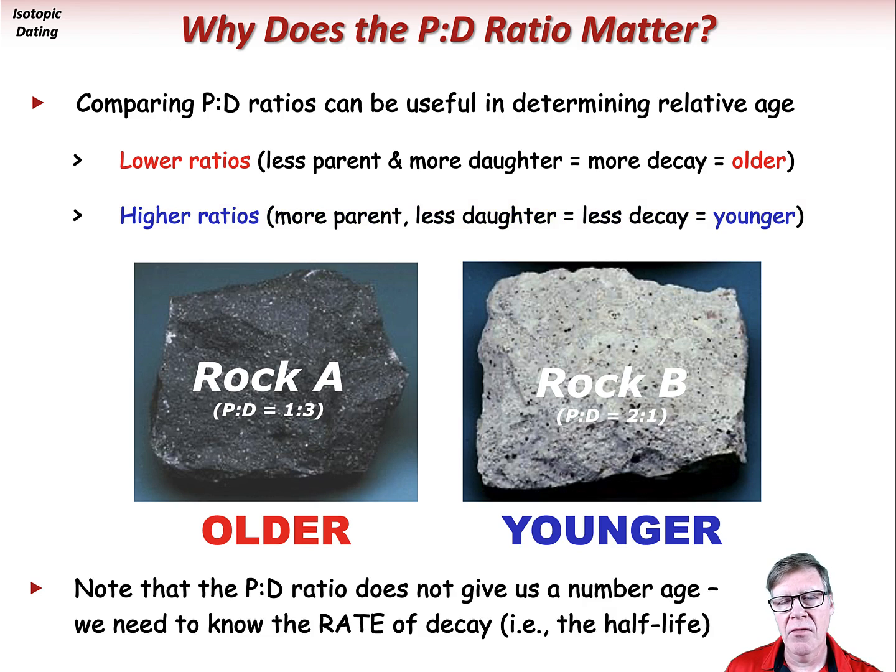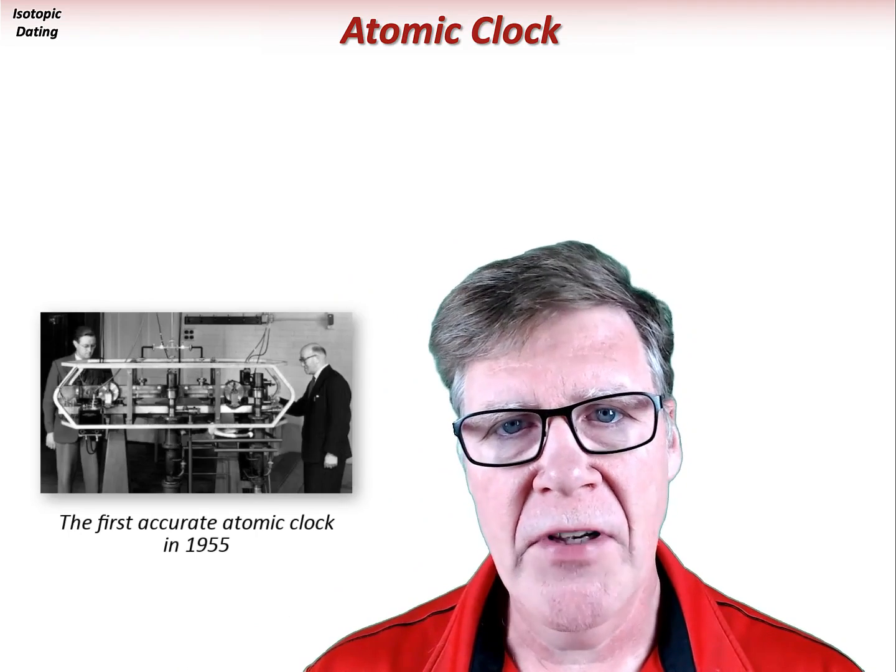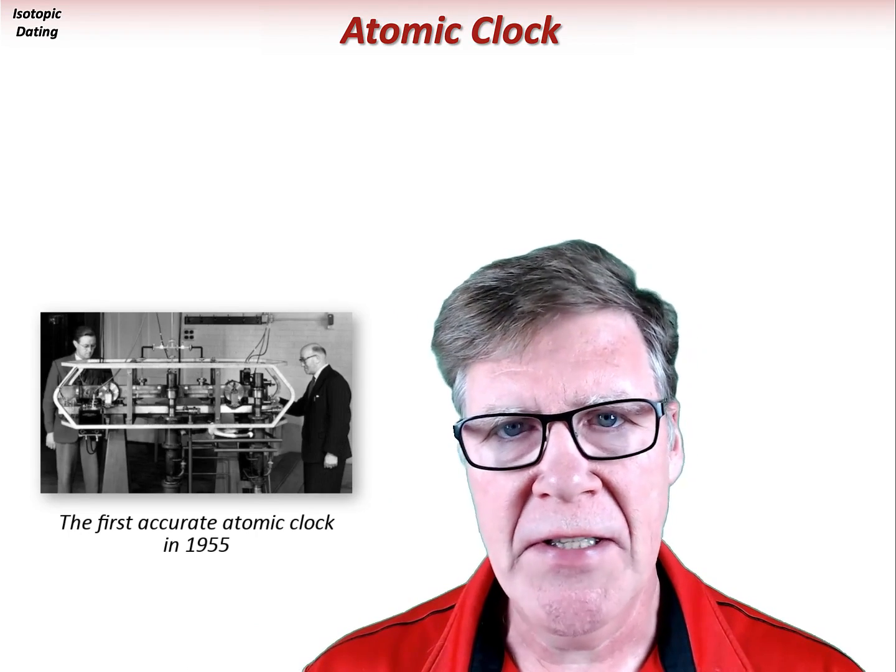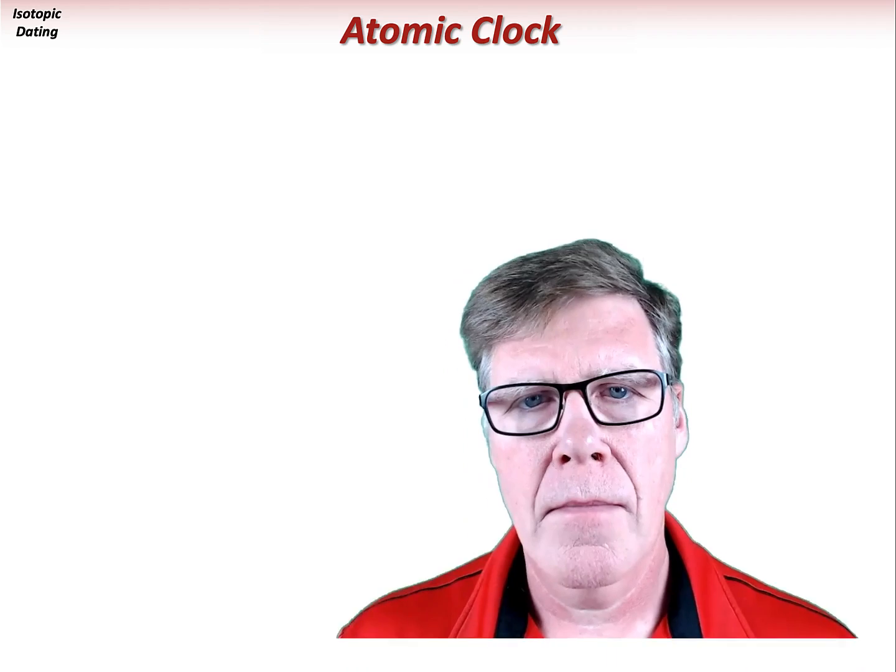Note that by itself, the parent-daughter ratio does not give us a number age. For that, we need to know the rate of decay, or the half-life. In geochronology, the radioactive decay process is interpreted as if it were some kind of atomic clock that can reveal the length of time in which the decay process occurred.